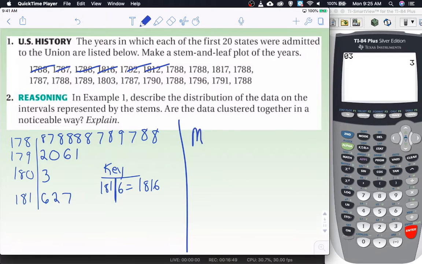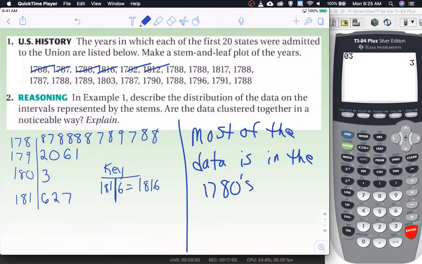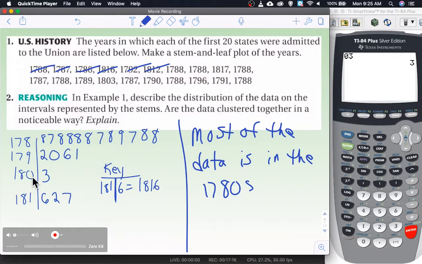So something like most of the data is in the 1780s. There we go. So most of the data is in the 1780s. That's where most of the states joined the Union. We can see only one state joined in the 1800s, 1803. But most joined right away. And in fact, the one that happens the most is 1788.